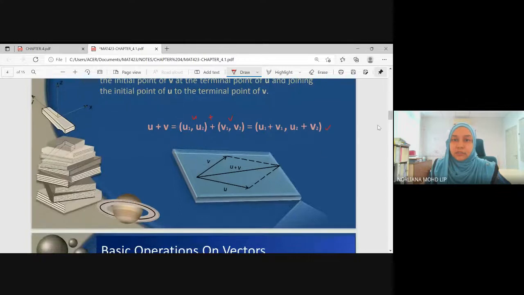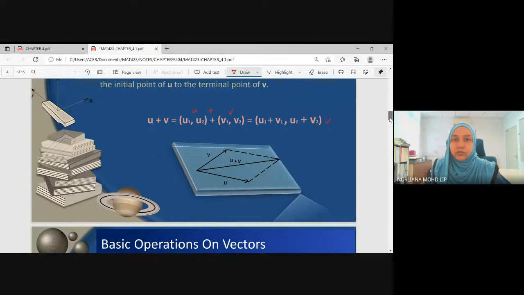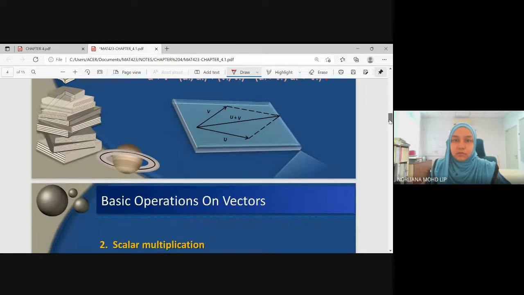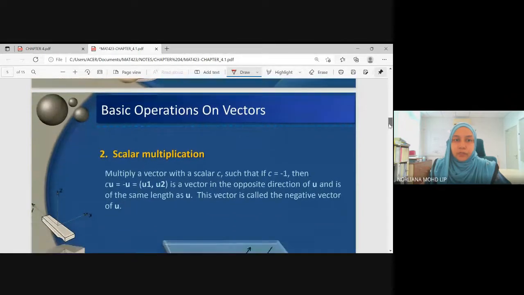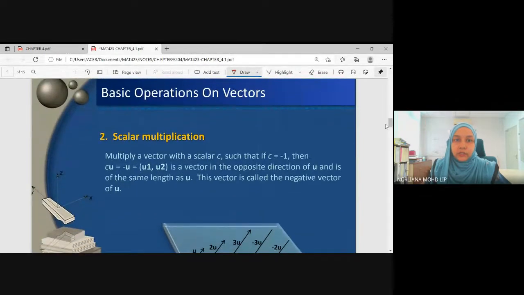This is the illustration for vector u plus v. We will look at the example later. The second operation on vector is the scalar multiplication. Multiply a vector with a scalar c such that if c is equal to -1, for example, c is the scalar, then cu is equal to -u. Means -1 times u.